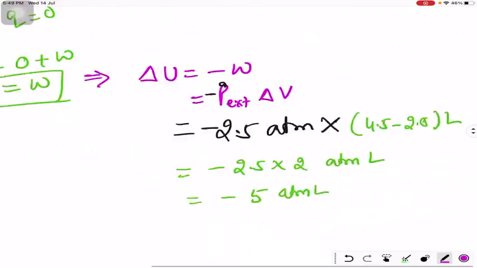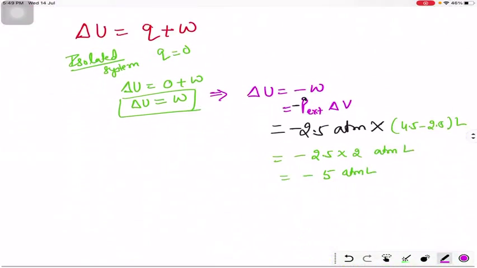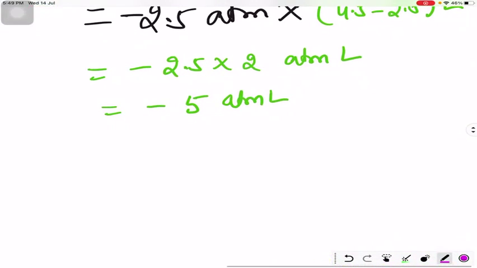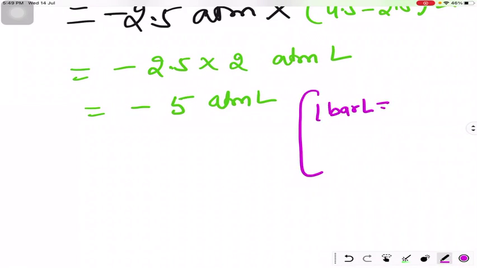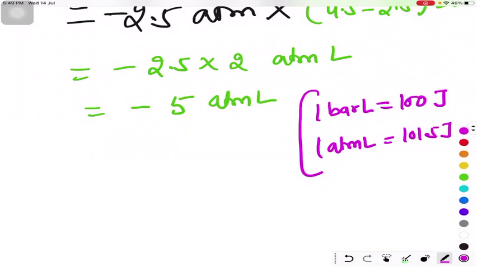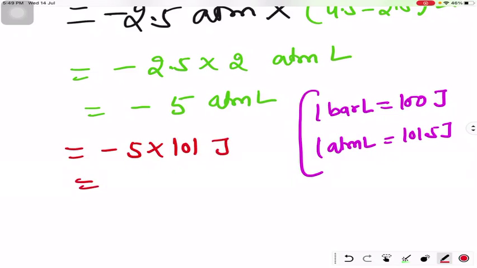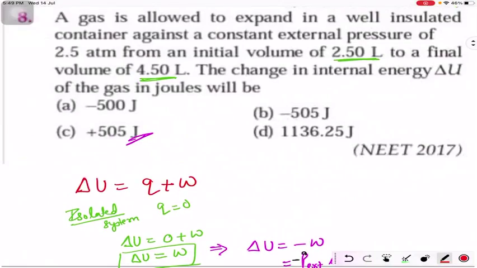Now because again options are in joule, we have to find the value in joules only. So you have to keep this conversion factor in mind. We have just discussed 1 bar liter is equal to 100 joule, and 1 atmosphere liter is equal to 101.5 joule. So upon putting the values, 101 if we are putting, because there is no fractional number in the option, so we will be getting minus 505 joule. So this is your answer. This is option number B.